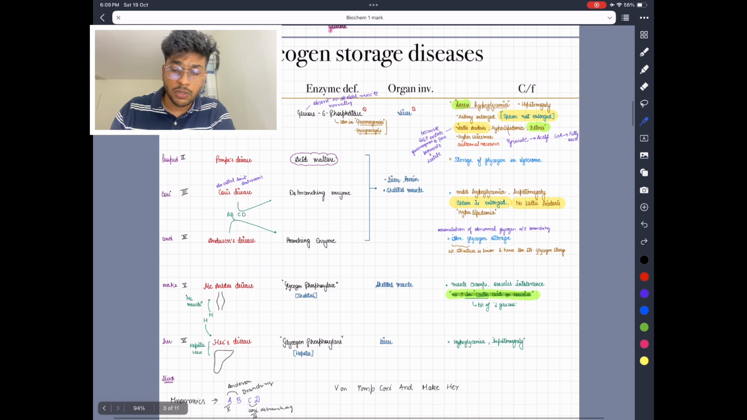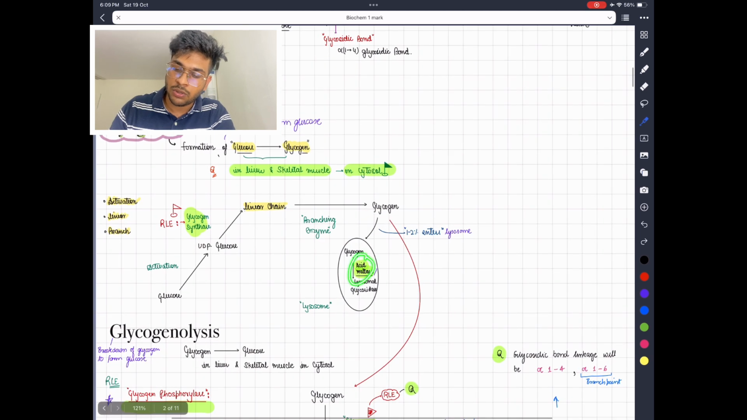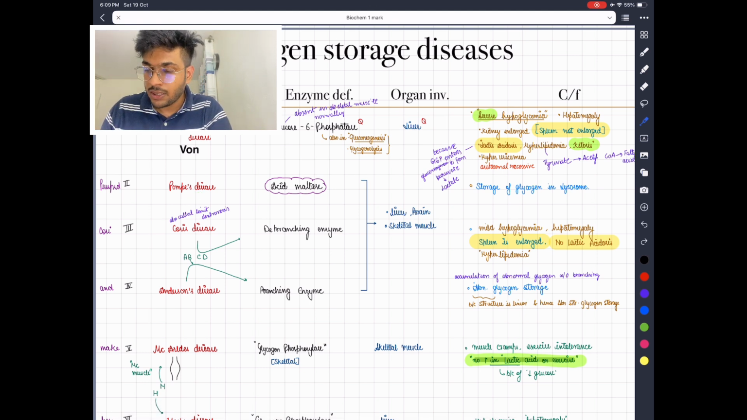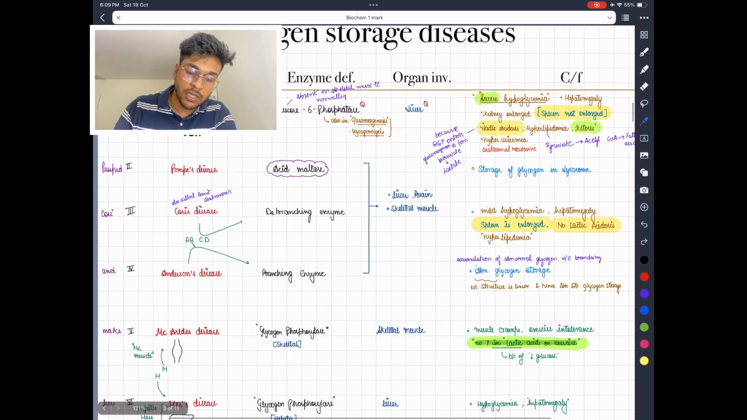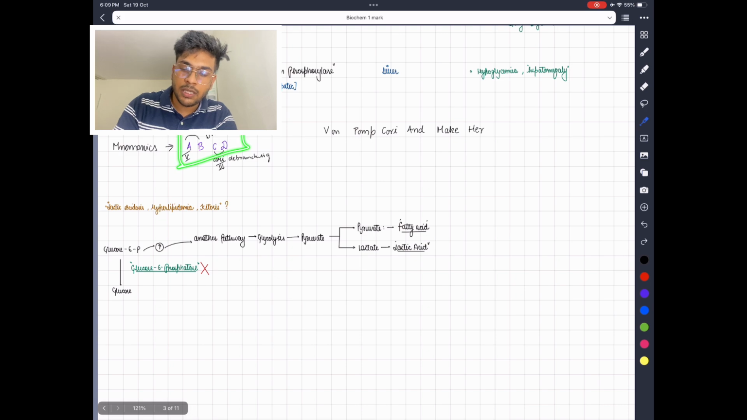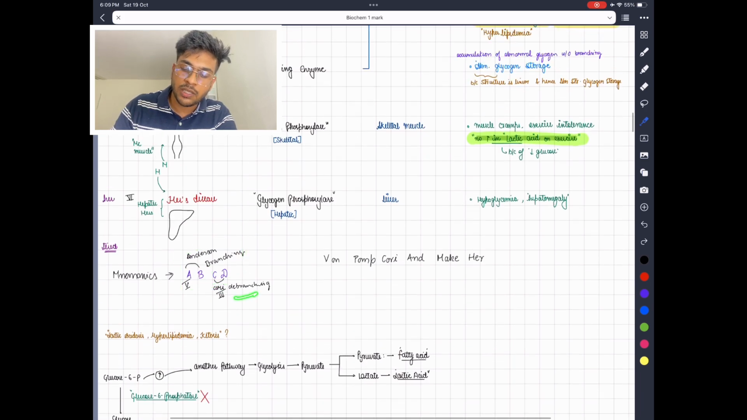Then the next disease I'm going to talk about is Pompe's disease. If you remember, in the lysosome I taught you an enzyme called acid maltase. If this is deficient, it causes the disease called Pompe's disease. And then we have the third one, Cori's and Andersen. There's a mnemonic for it, ABCD. A for Andersen, B for branching, C for Cori's, and D for debranching.